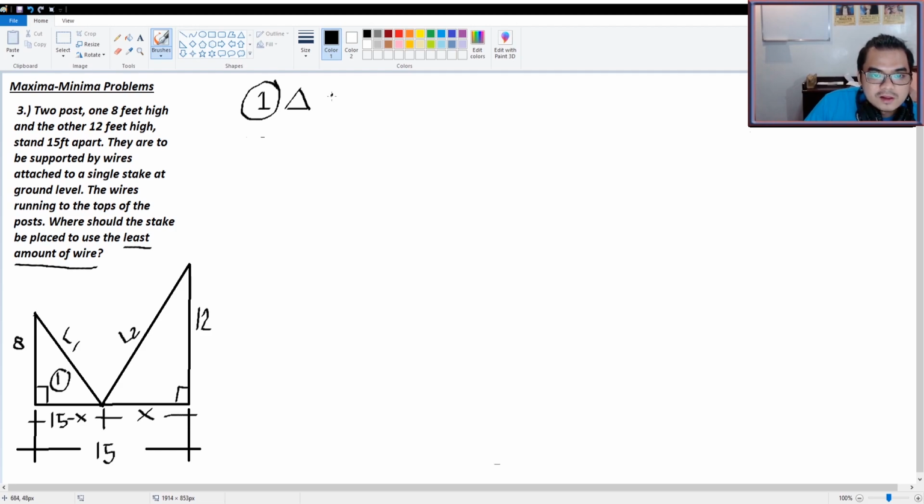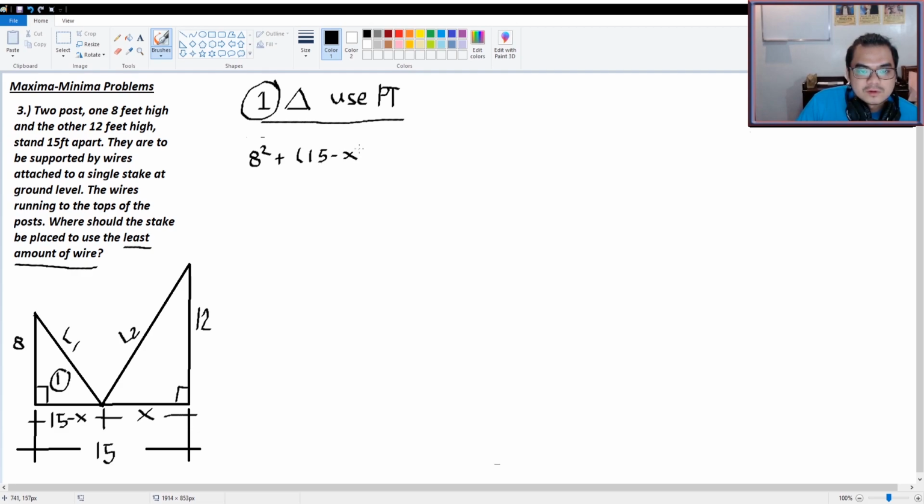From the first triangle, use the Pythagorean theorem. You'll have here 8 squared plus 15 minus x, and that must be squared. And this is all equal to what? L1 squared. L1 will be your hypotenuse, L1 squared.